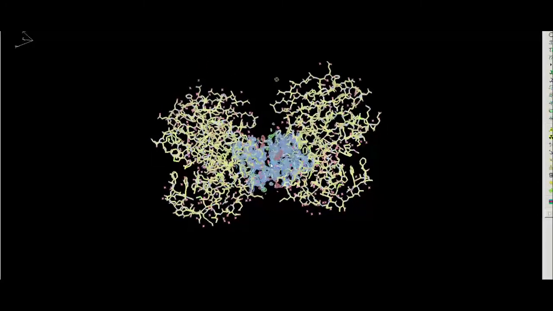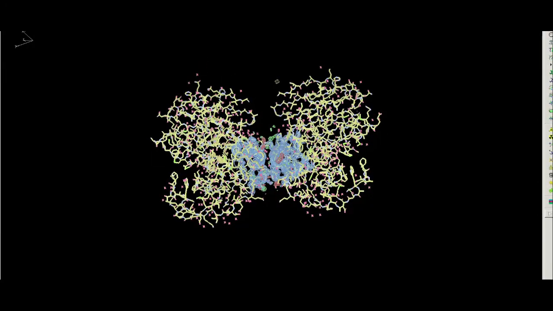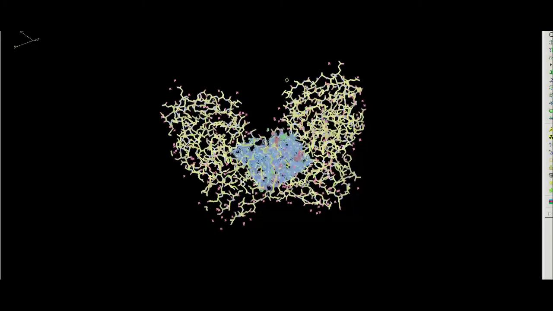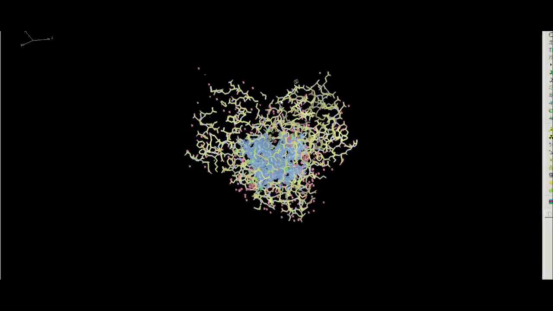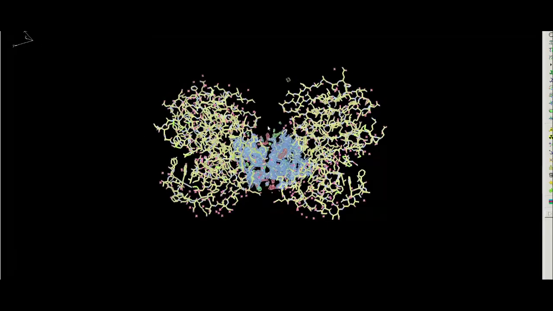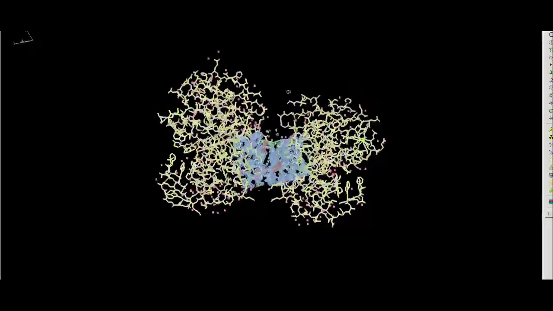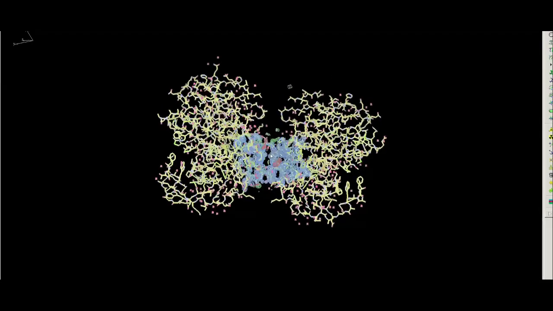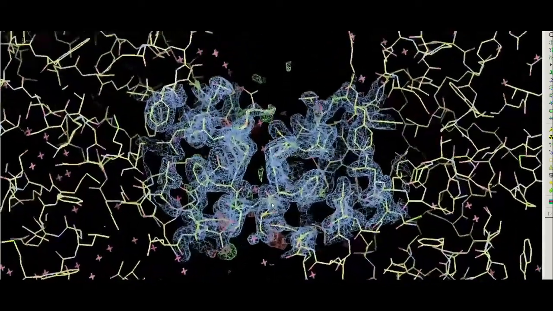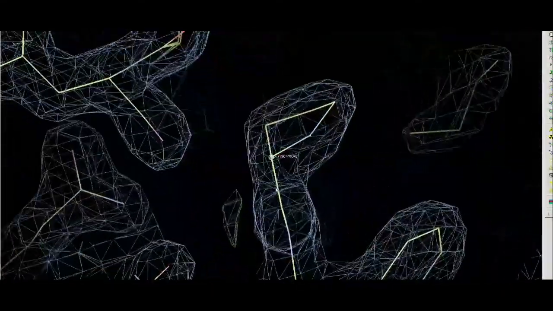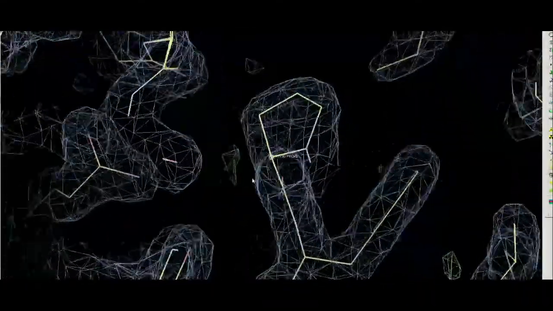So if we reflected this over, and then you can see there's somewhat of a twist. So if we reflect it over and then twist, then we would get it to here. So that is the symmetry operation that we would perform on one of these in order to get the other one. But what we want to look at here is, you can see in the blue mesh, the electron density that I obtained.